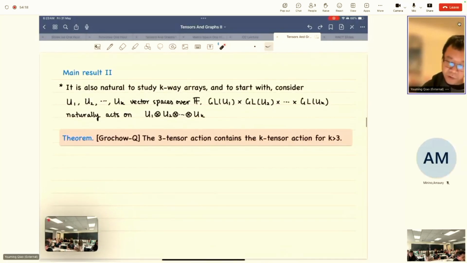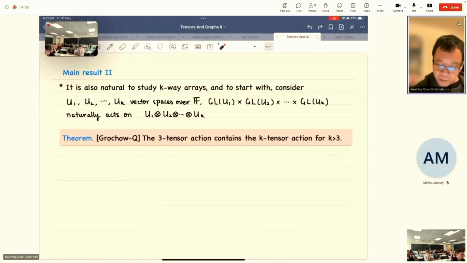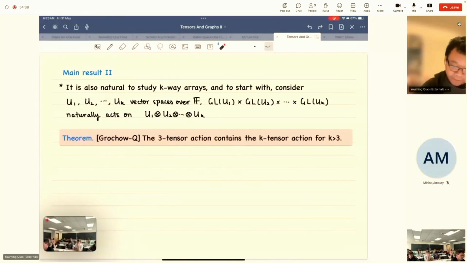Another thing to note is that the 3-tensor action contains the K-tensor action for K larger than 3. This is good news, because for 3-tensors I can still think in terms of 3-dimensional space and so on. So that's the TensorISO side.